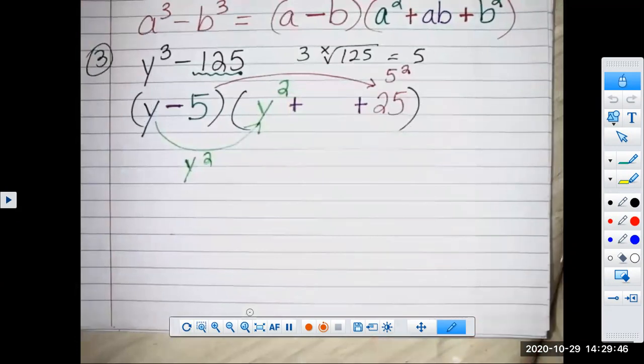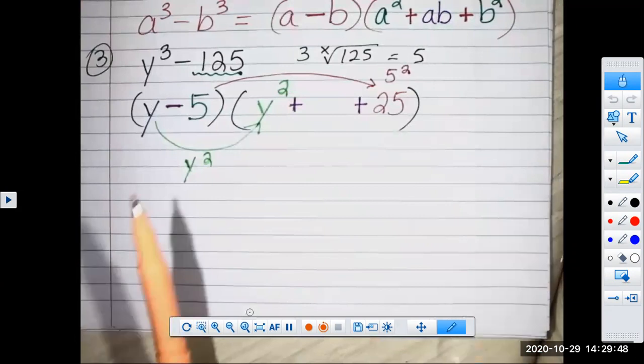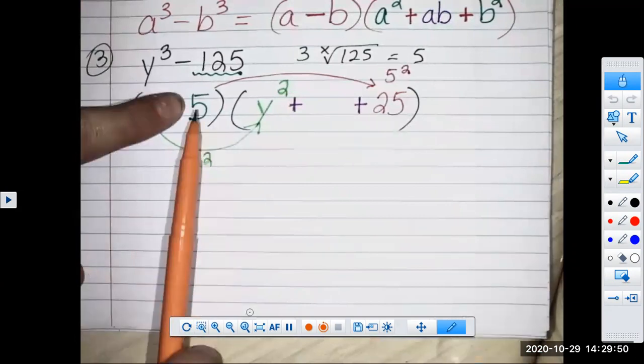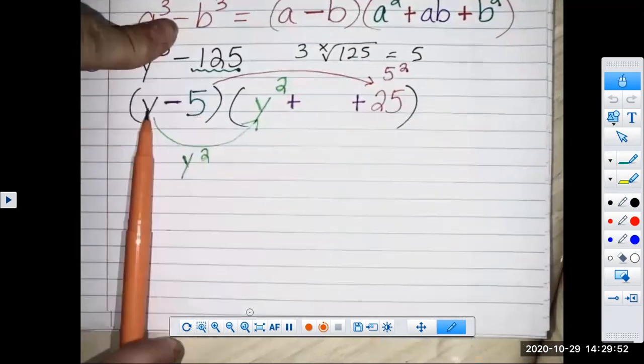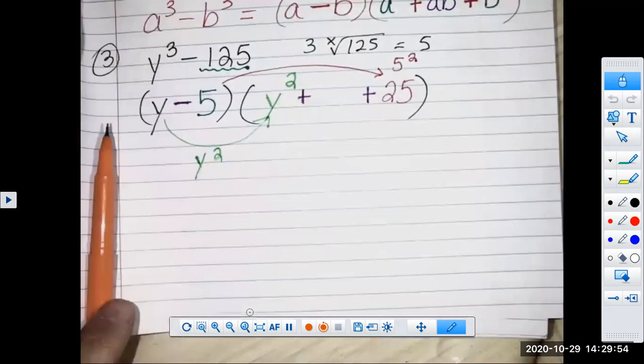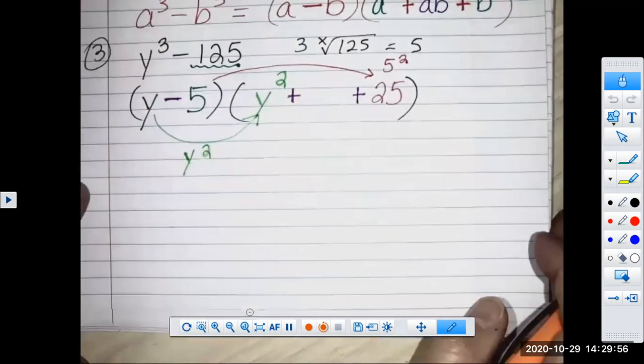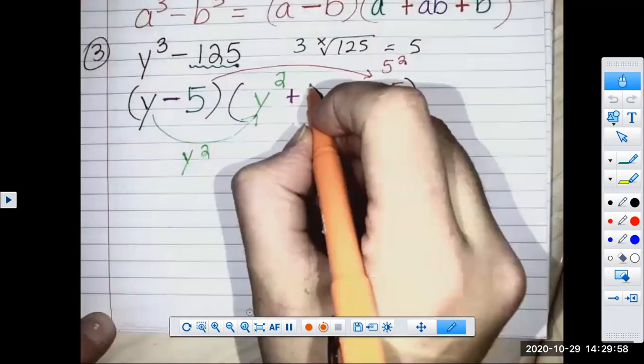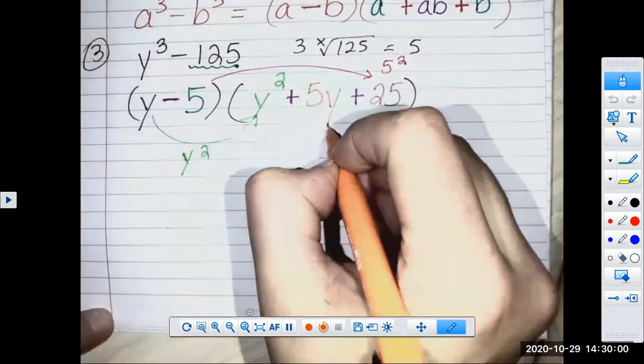And then the middle, all I do, I don't pay attention to the signs. I just take 5 and A, which is Y. So I take this and that and multiply it together. So 5 times Y is 5Y.